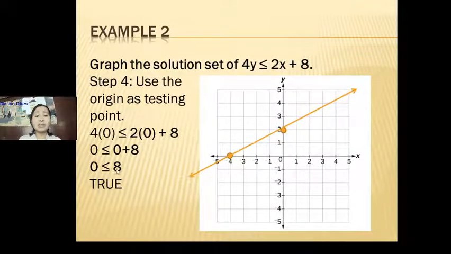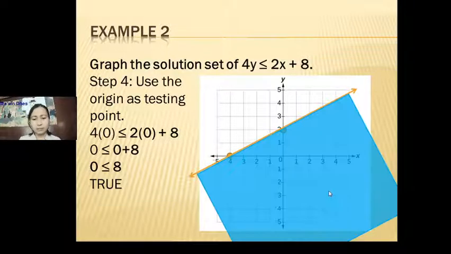Is 0 less than or equal to 8? So it's true. Meaning we're going to shade this part because it's true. Okay? So let's shade it. There you have it. Meaning all the points that can be found in here are a solution set of y is less than or equal to 2x plus 8. The end. So thank you.